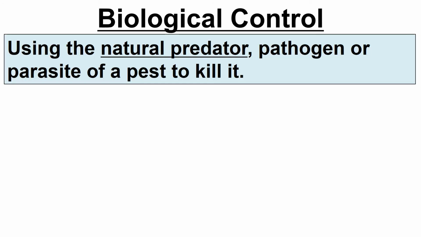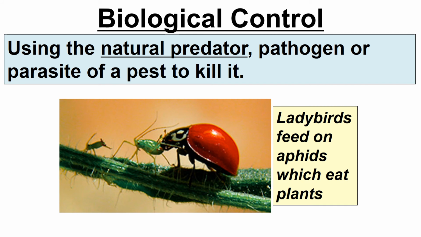So here is one alternative to pesticides. What you could do is use the natural predator, pathogen, or parasite of a pest to kill it. I've done this actually in my back garden just as a little experiment. I found a ladybird, and I knew there were aphids feeding on, I think it was herbs we had, and you can just add the ladybird and it'll have a fine old time eating the greenfly. That's biological control. You add the natural predator, usually, or it could be the pathogen or the parasite of a pest to kill it. So it's a non-chemical method.